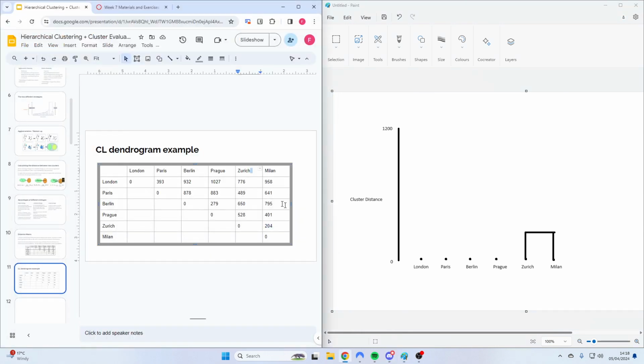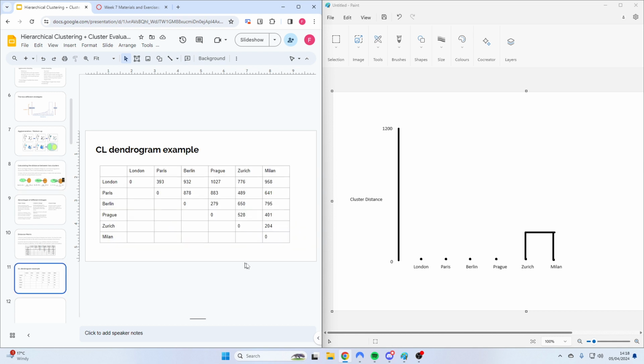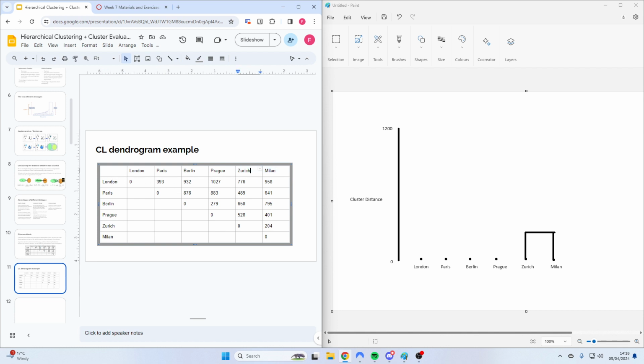Okay, so now we need to come over to our table, and we need to merge these, and this is where it's important that we're doing complete linkage. So complete linkage, we say, is the maximum between any two pairs. So here, if we're combining these two, we need to see what's the maximum distance from Zurich and Milan to London. So what would that be for London and Zurich and Milan?